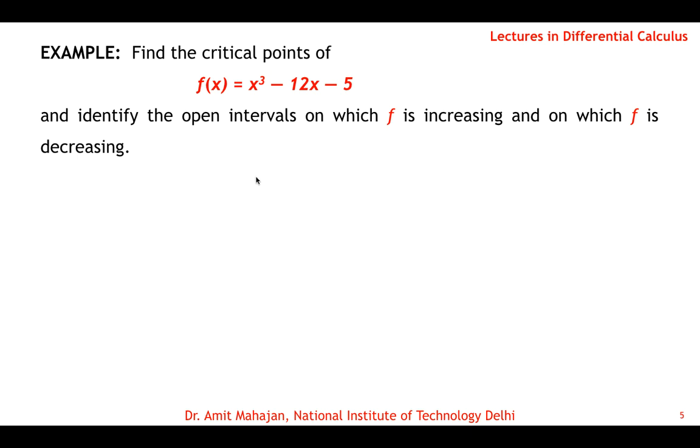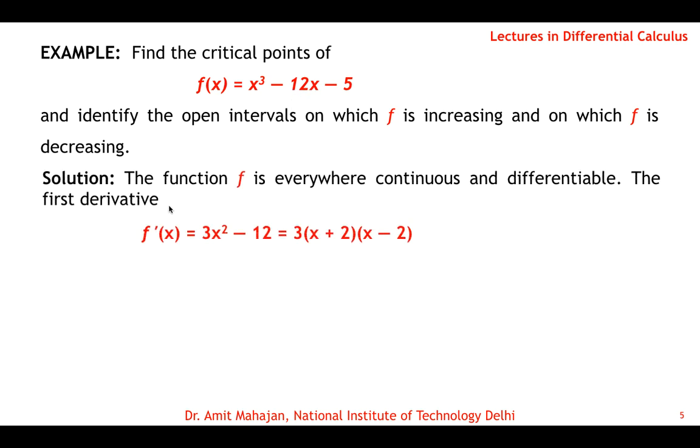Then, to divide that domain into subintervals where we can see where it is increasing or decreasing, what we need to do is find its first derivative. So calculate df by dx, which will be 3x square minus 12. Okay, so calculate the first derivative, and then find out the critical points, that means where the derivative is 0 or where the derivative is undefined.